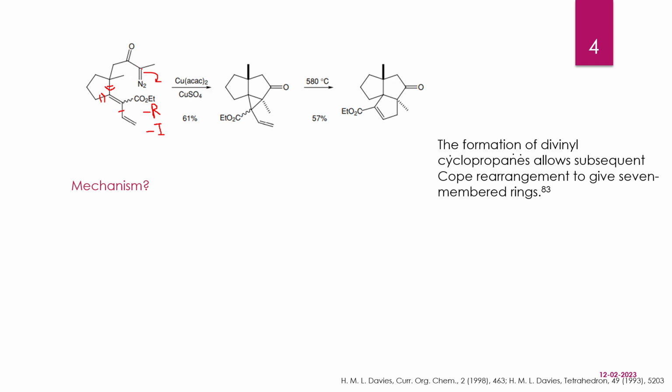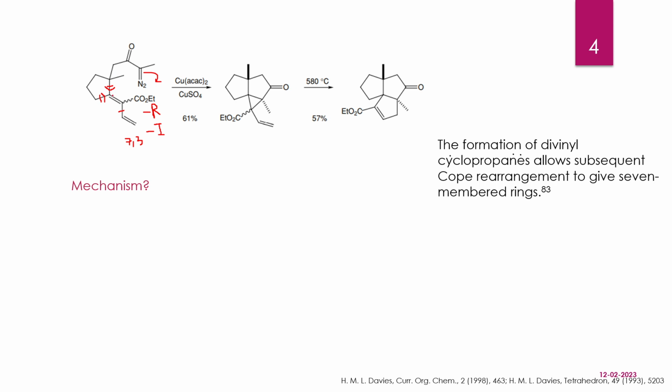We can count 1, 2, 3, 4, 7. A 7-member ring will form, a 7-3 fused ring, if it added to this double bond. As you know, 3 and 7 member rings are both not that stable. So this double bond, being at a distance from this ester group, won't react because it would give a 7-3 fused ring, and also this other one has two alkyl groups.